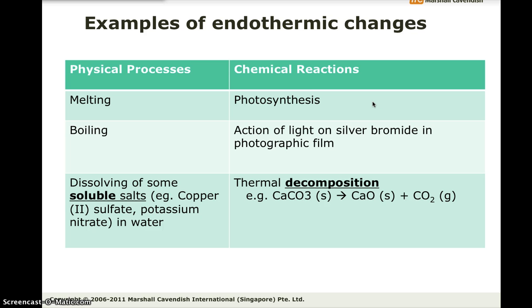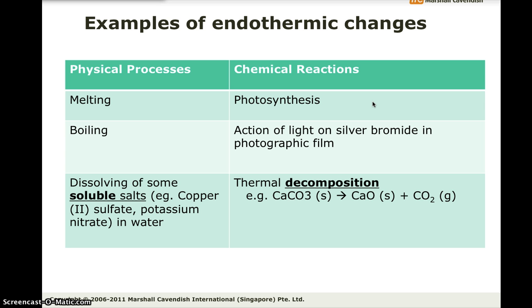Same goes for boiling. When you boil a liquid, it becomes a gas. This one requires a lot of heat energy to be taken into the system. You need to take in the heat energy from the surrounding, and therefore the temperature of the surrounding drops. Last but not least, when you dissolve some of the soluble salts: copper(II) sulfate, potassium nitrate, ammonium nitrate, ammonium chloride.